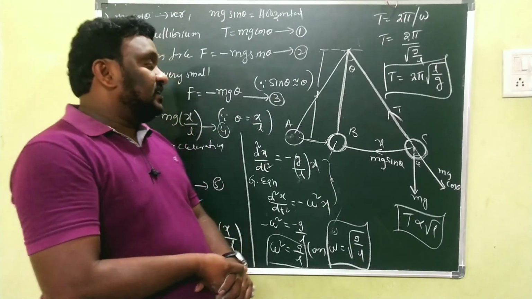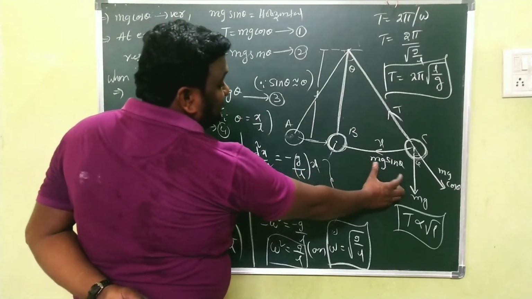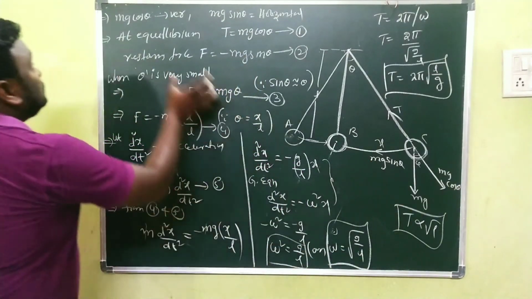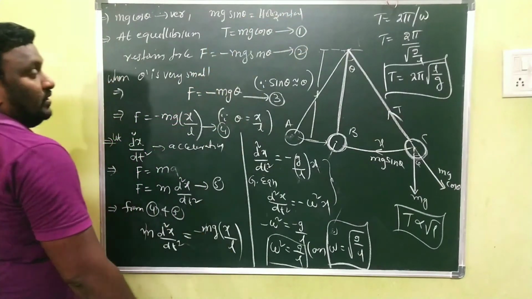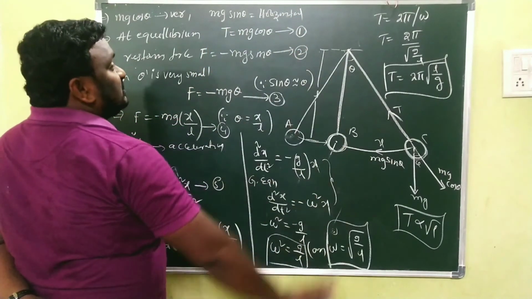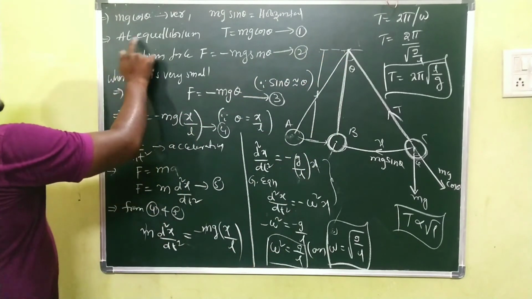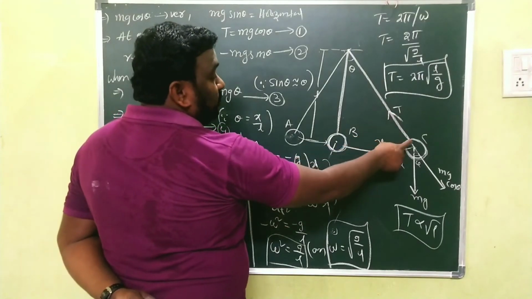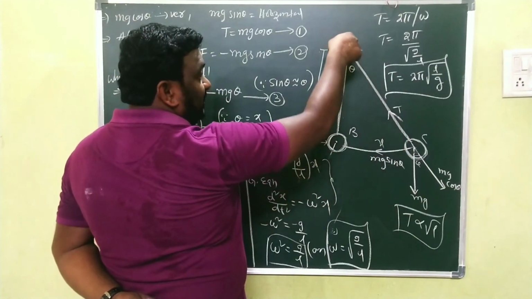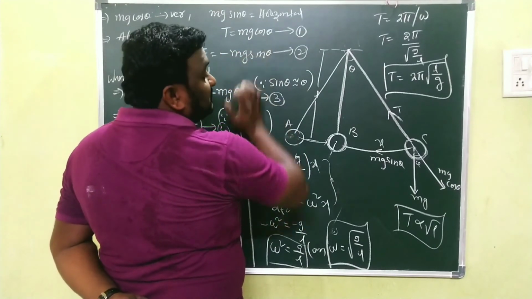That's why, children, at the extreme position we are having mg sin theta and mg cos theta. Mg cos theta is vertically downwards and mg sin theta is horizontal. Children, when the bob is at the extreme position like that, and if you take the equilibrium condition, then T is equal to mg cos theta. Here T is what, children? Tension in the string, acting vertically upward. Then what do you write? T is equal to mg cos theta.